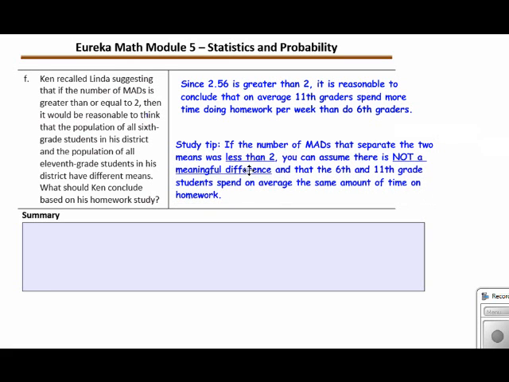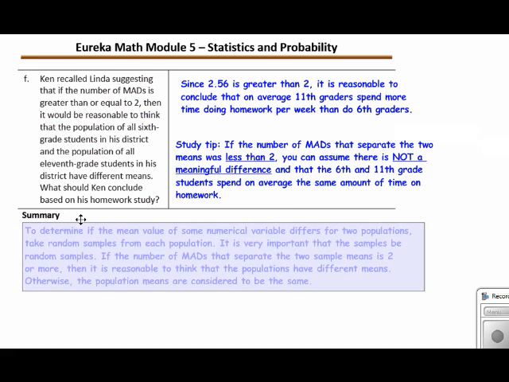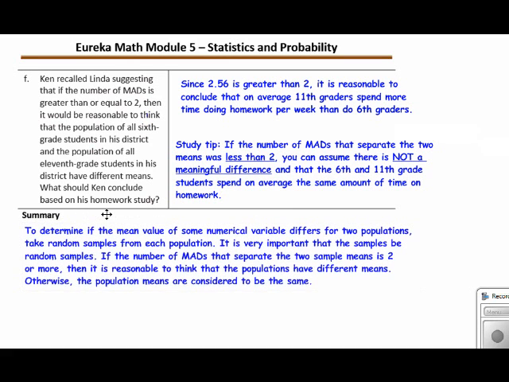Just a reminder and a study tip. If the number of MADs that separate the two means was less than 2, you can assume there is not a meaningful difference and that the 6th and 11th graders spend an average of the same amount of time on homework.